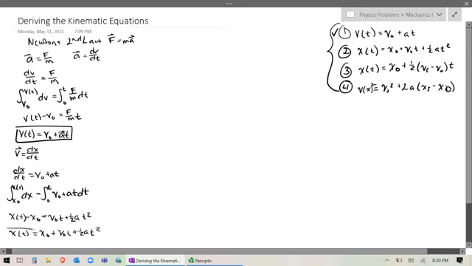And that is a crappy box. Let's try that again, you guys. We can't try that again. Pretend that's a really good box. No, that's going to bother me. x(t) equals x naught plus v naught t plus 1/2 a t squared. We're going to do a really great box now. And that's our second.